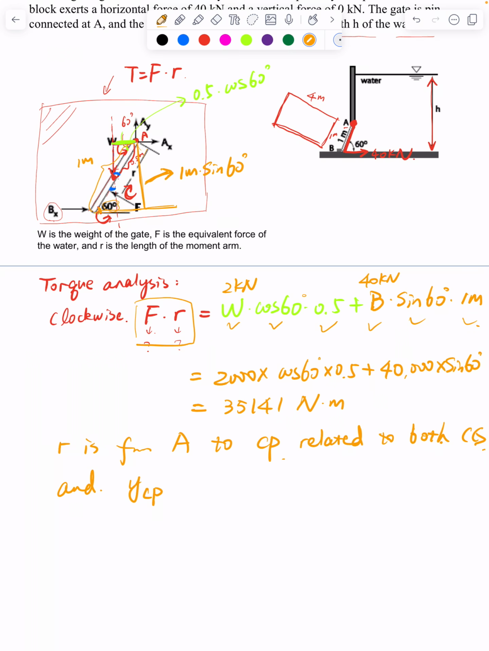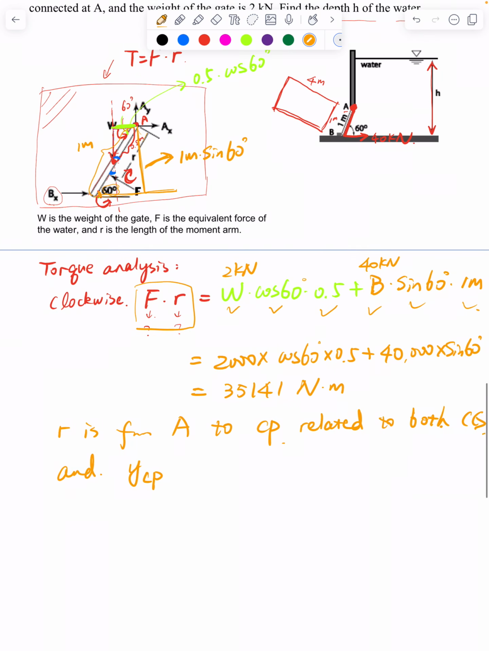So in other words, you need to calculate your YCP. Okay, you need to calculate your F, you need to calculate your YCP. Let's first take a look at YCP. It seems like a low-hanging fruit. We are able to get it.